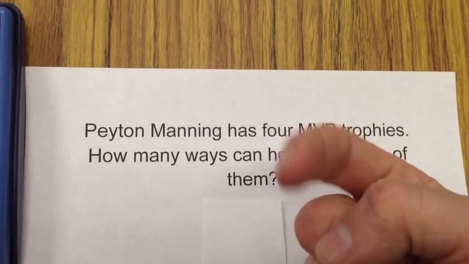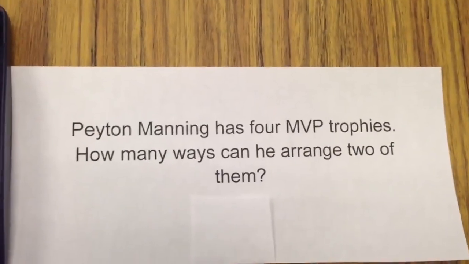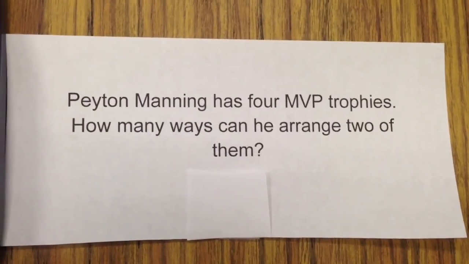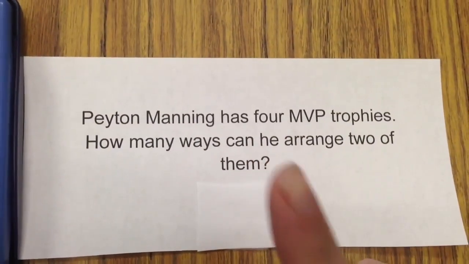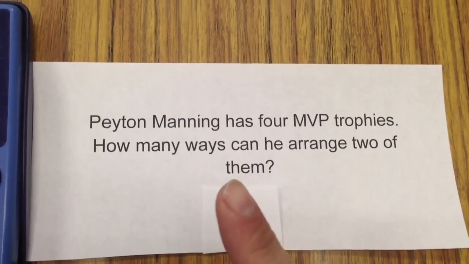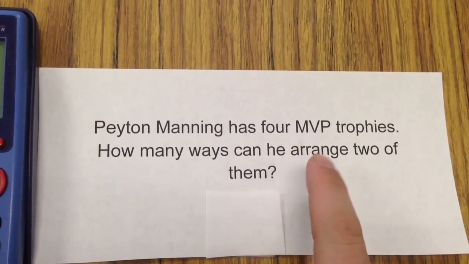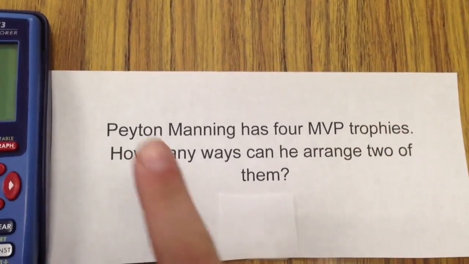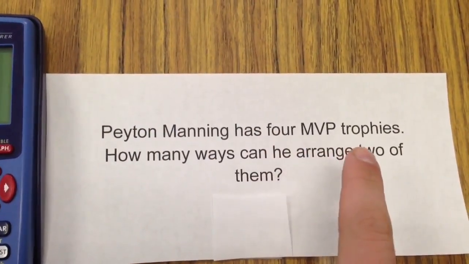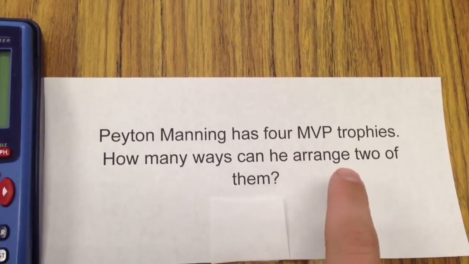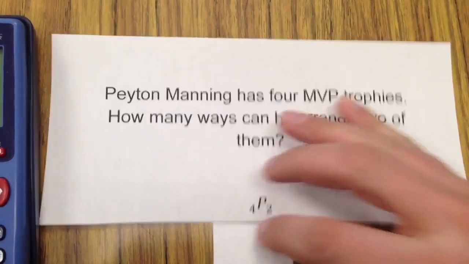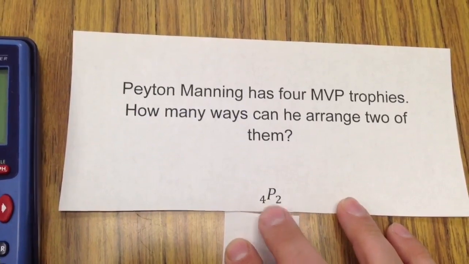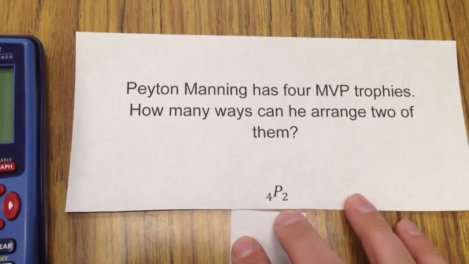Peyton Manning, that's me, has 4 MVP trophies. That's pretty good. How many ways can he arrange two of them? Now, we have to figure out if this is a permutation or a combination. I know it's a permutation because of that word there, arrange, which means I care about order. So the way we will organize this is, since there's 4 trophies and we arrange 2, we're going to find 4 permutations taken 2 at a time, which means I have to type in 4 permutation 2.